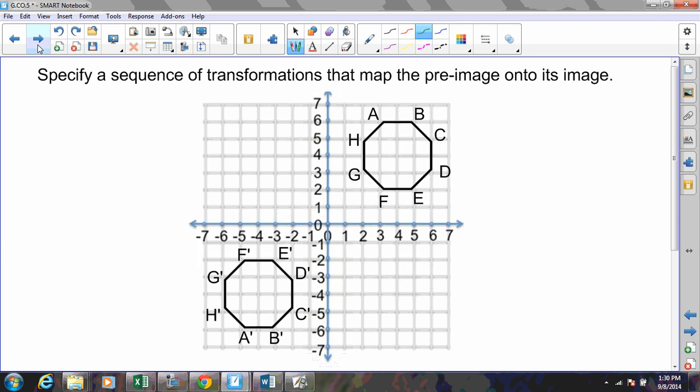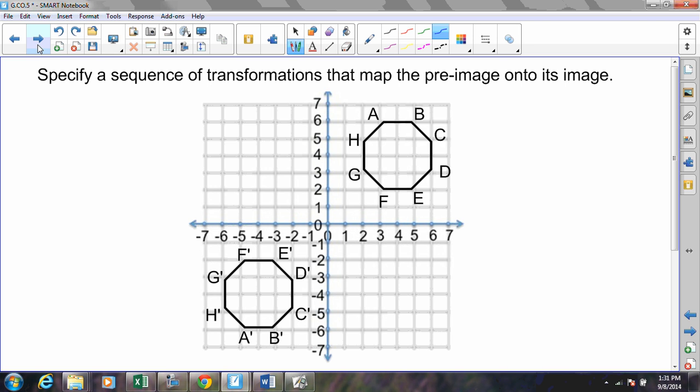Here is our third and final example. Specify a sequence of transformations that will take this pre-image onto the image. And I promise you this time, it's not a 90-degree counterclockwise rotation. So what do you think? How could we move it? Okay, we have several different ways of doing this one.